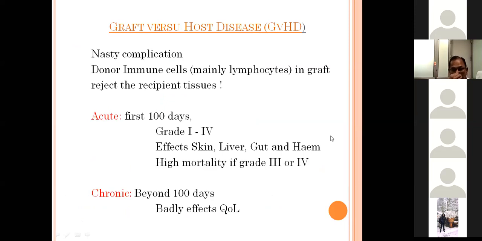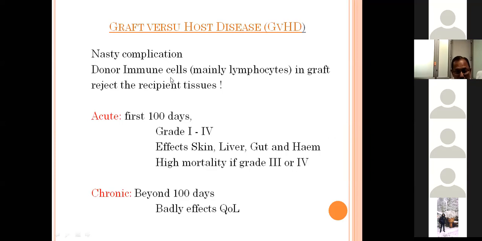Now coming to the immune complications, there are two major immune mediated complications. One is graft versus host disease and another is rejection. Graft versus host disease is a nasty complication. It happens in everyone, but in the majority it is mild and manageable, and they come out of it and do well for long. But if it becomes grade 4 or uncontrollable grade 3, it compromises the quality of life. So this is the nasty complication.